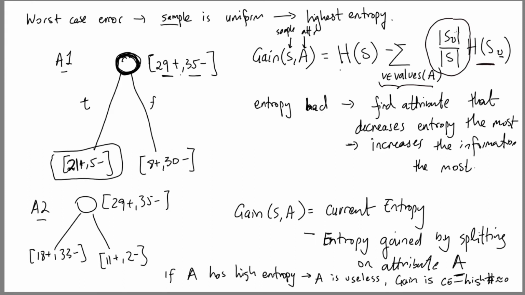Okay, so this notation bar SV is the number of samples that fall into the region that you're looking at. So for example, for the first value of A1, we end up here. How many samples are here? Well, there's a total of 26. And from the original sample, there's 64. So the number here should be 26 over 64 multiplied by the entropy within this subsample.